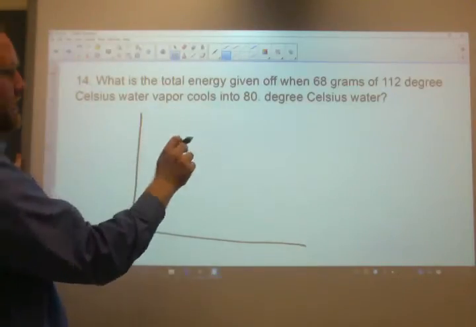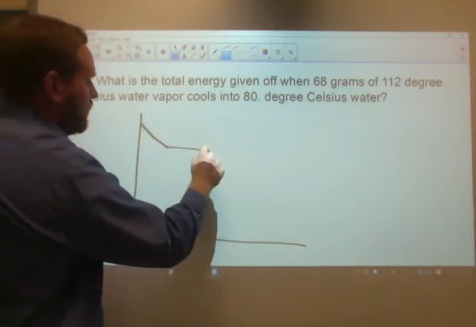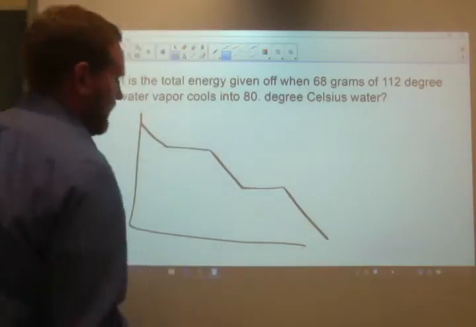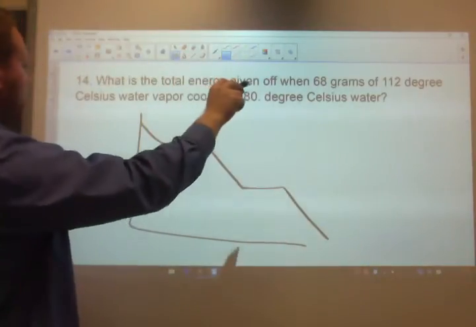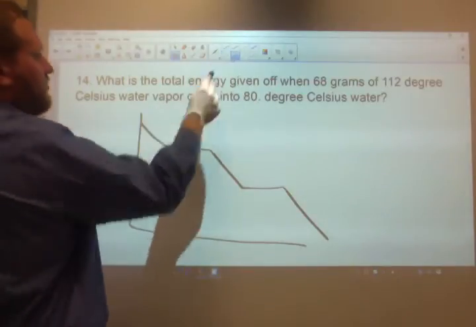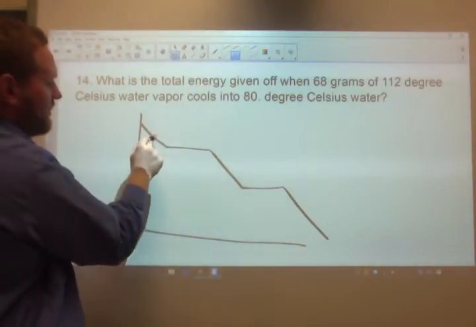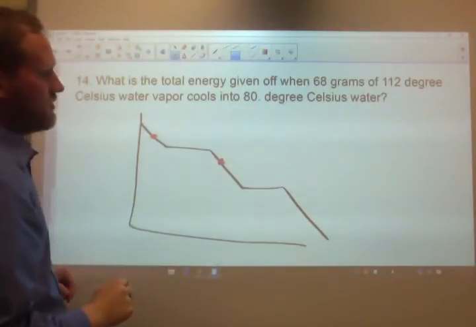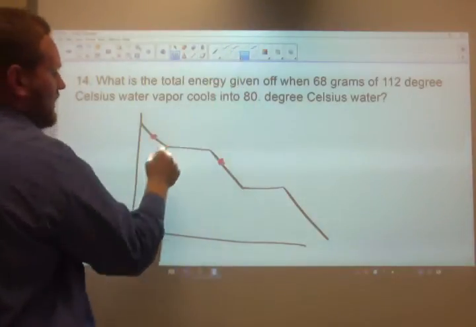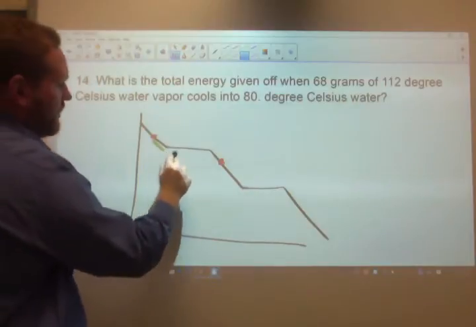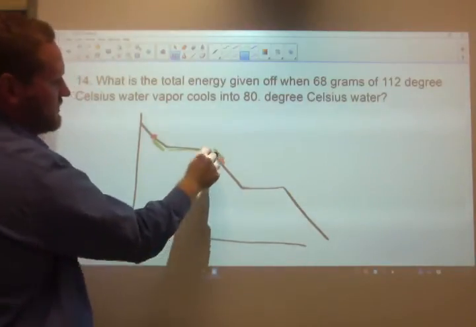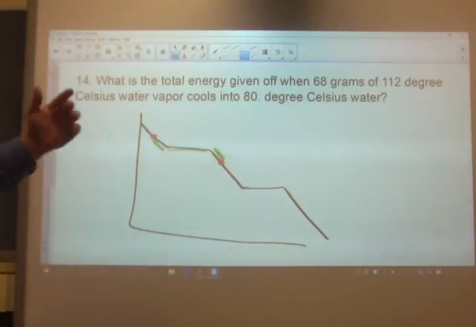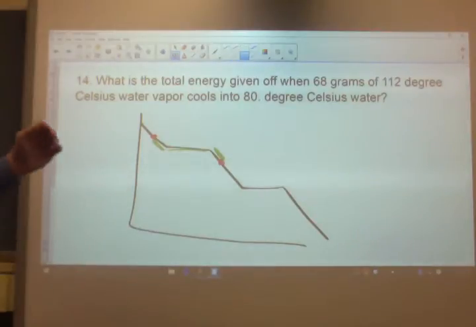So this is cooling, so let me actually change that to a cooling curve. 1, 2, 3, 4, 5. And I'm starting with 112 degrees Celsius water vapor. This is 100, so I'm starting right about here. And it's going to cool down into 80 degree water. So looking at the steps here, I have step 1, step 2, and step 3. If we were doing LOLs, you'd be doing 3 LOLs in this. Same thing with these heat problems. We're going to do 3 different steps.